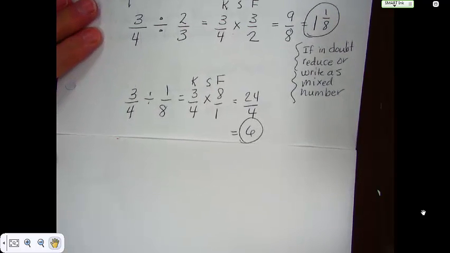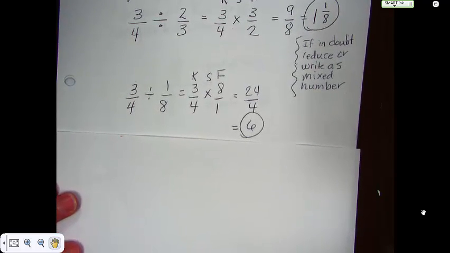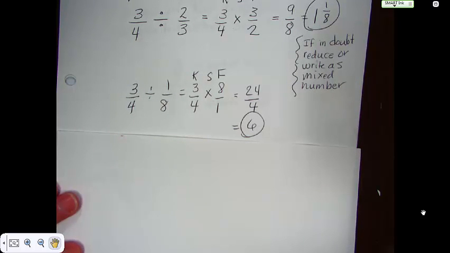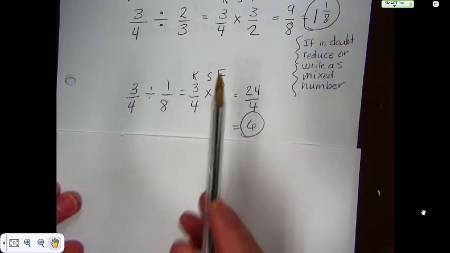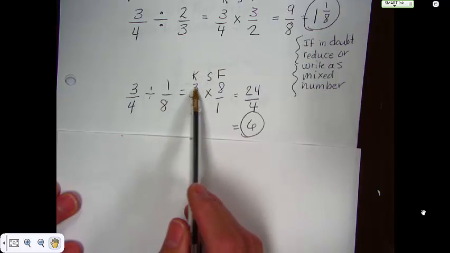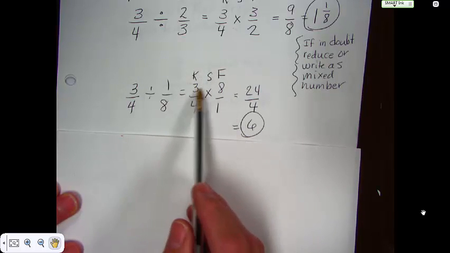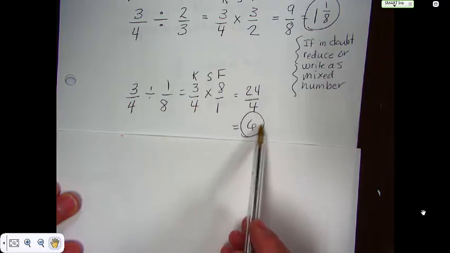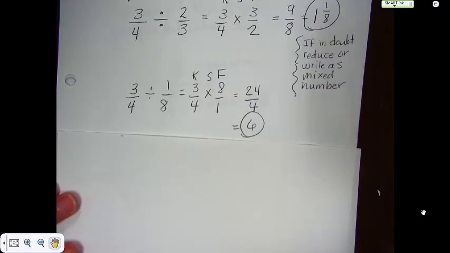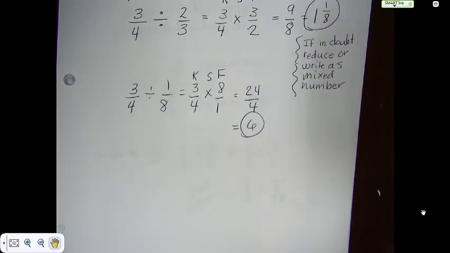Here's another one. 3/4 divided by 1/8. Keep the first term, switch the division to multiplication, flip the second term, then multiply straight across. 3 times 8 is 24, 4 times 1 is 4. In this case, it actually reduces to a whole number. Wow, that's pretty easy, isn't it?